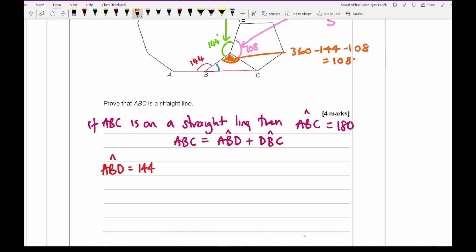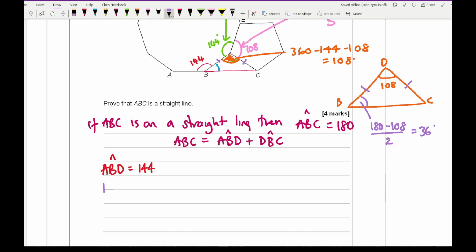Now triangle DBC, this angle here is 108, and this triangle is an isosceles triangle. How do I know? Because it says that those lengths are equal. So then to work out this angle here, I've got to do 180, take away 108, divided by 2, and that gives me an answer of 36 degrees. So angle DBC is equal to 36 degrees.